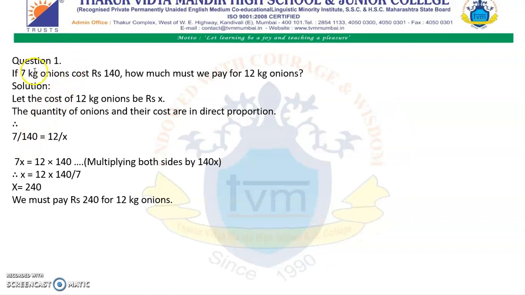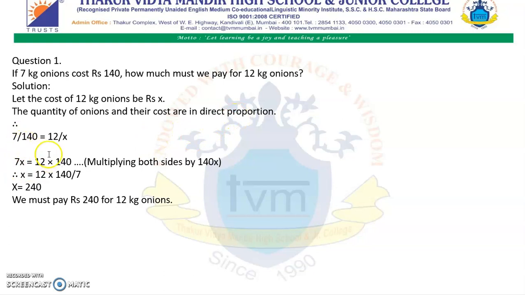Now see some questions from textbook. If 7 kg onions cost rupees 140, how much must we pay for 12 kg onions? Solution. Let the cost of 12 kg onions be rupees X. The quantity of onions and the cost are in direct proportion. Why they are in direct proportion? Because if 7 kg is 140, quantity increase, cost will also increase.